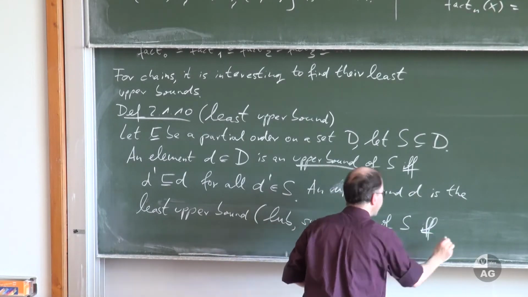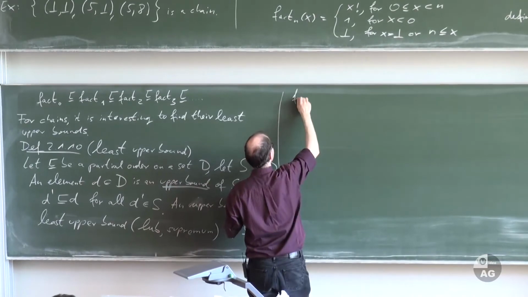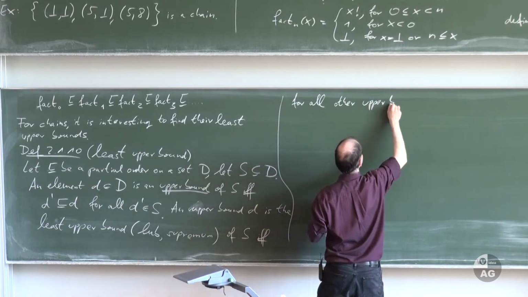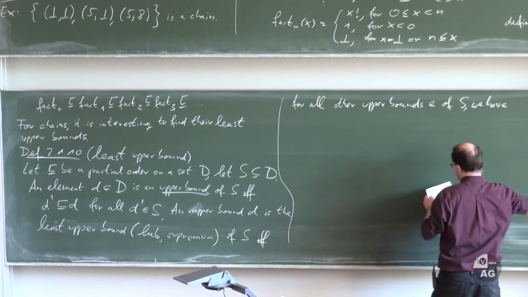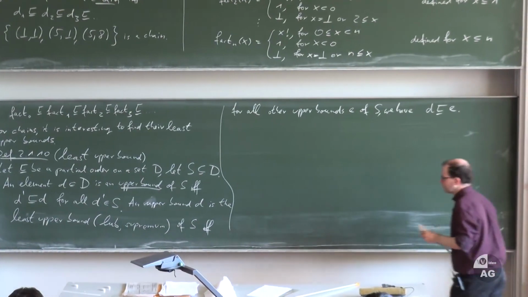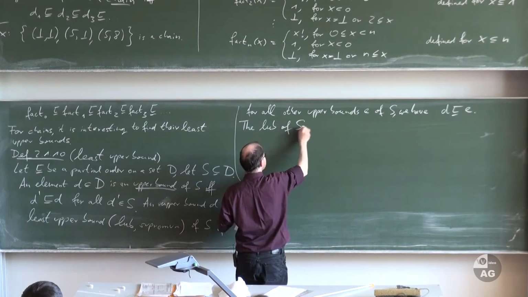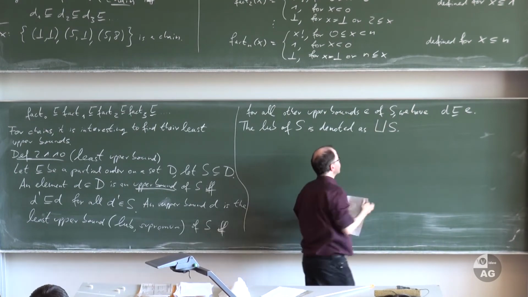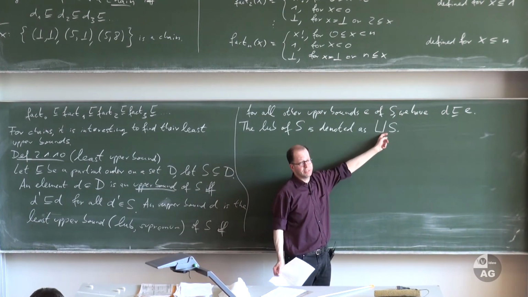of S if, well, it must be an upper bound, and moreover, for all other upper bounds E of S, we have that, well, D is less than or equal to E. And the notation is, the least upper bound of S is also often denoted as, well, this is the less than or equal relation turned around by 90 degrees. And this notation means least upper bound of S.